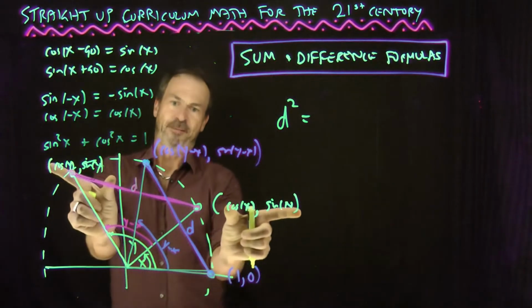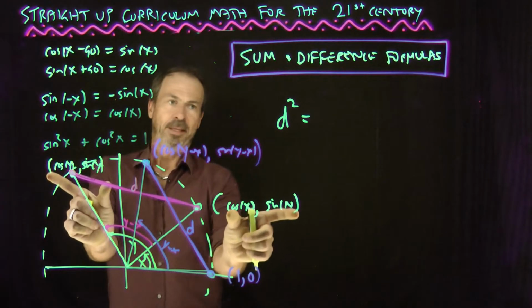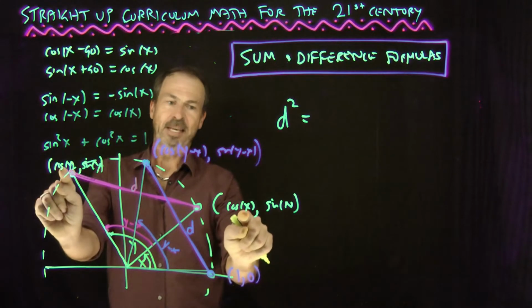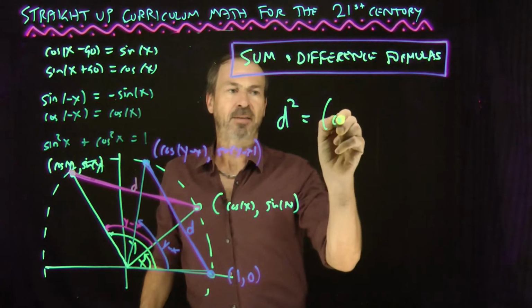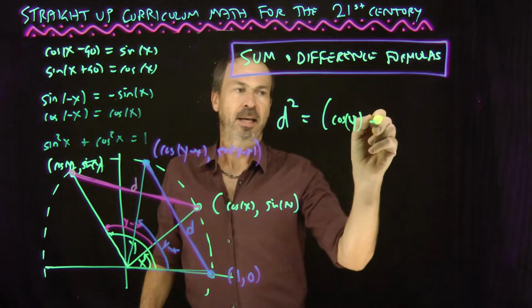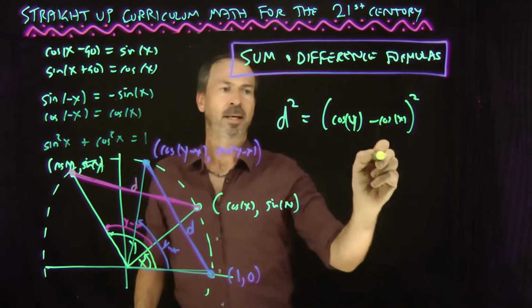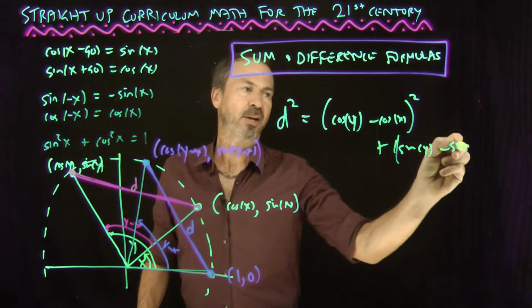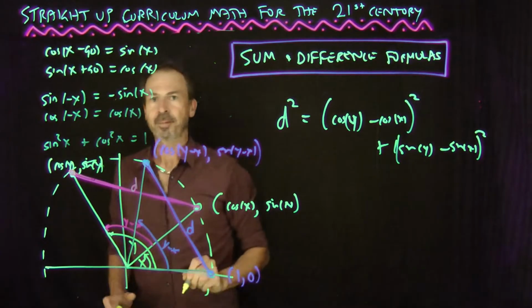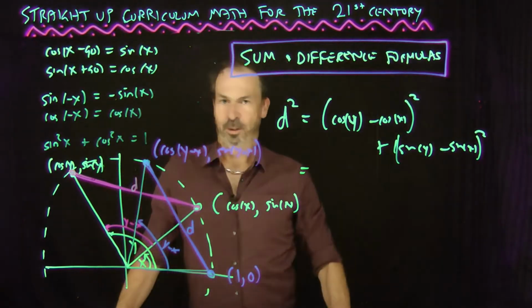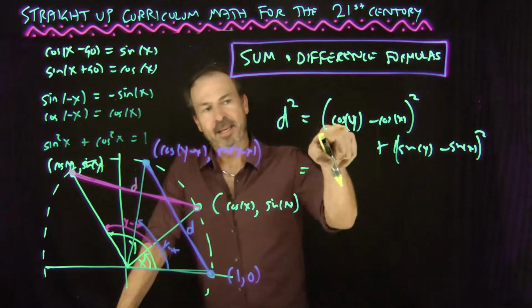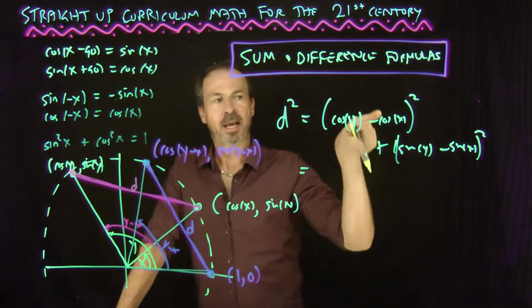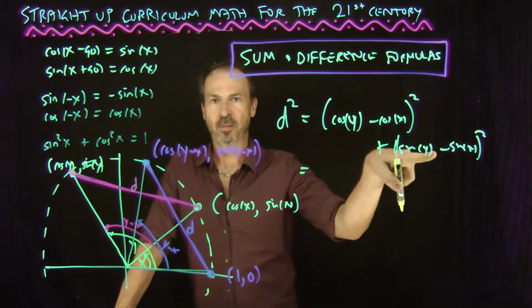Let me do the pink one first. The distance squared will be the difference of the x values squared. The x values are cosine of y, minus cosine of x, squared, plus the difference of the y values squared, sine of y minus sine of x, squared. All right, I'm going to do it. I'll get that thing squared, and cross terms. That thing squared, and that thing squared, and cross terms. Let me do all the squared part first.